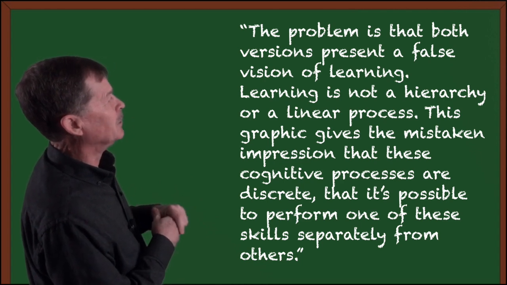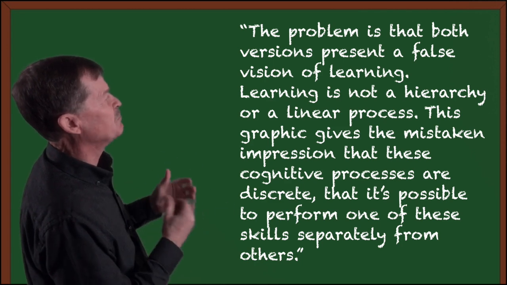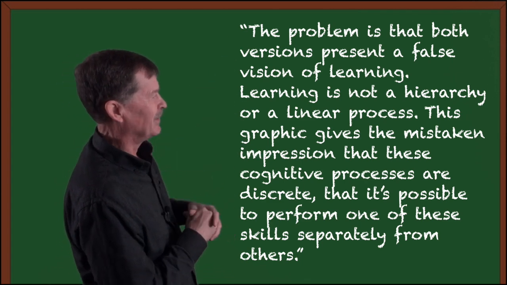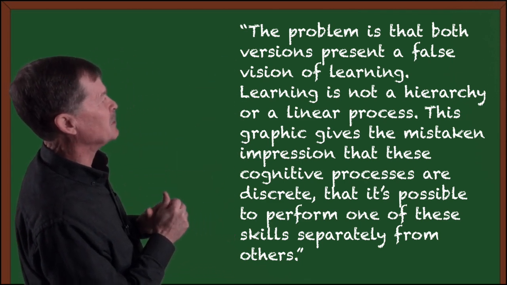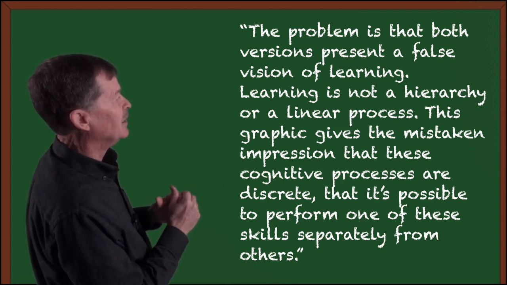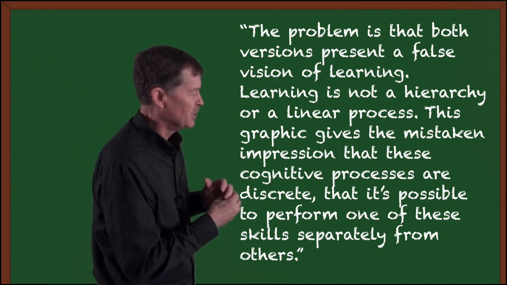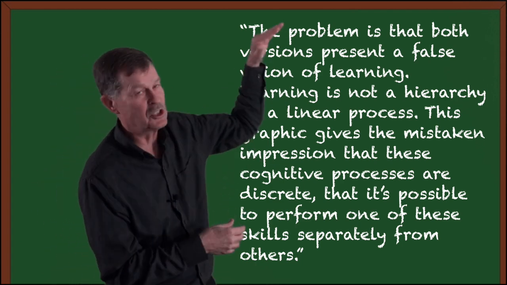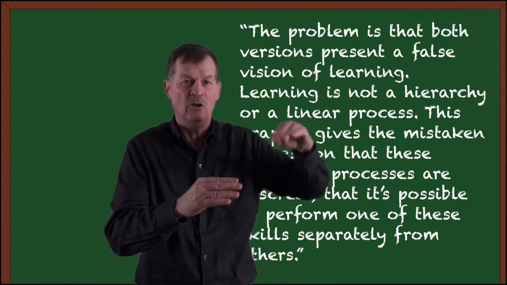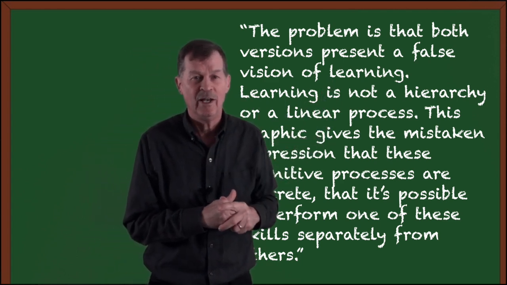He says, the problem with both these versions is that both present a false vision of learning. Learning is not hierarchical or linear. This graphic gives the mistaken impression that these cognitive processes are discrete, that it's possible to perform one of these skills separately from the others, and that you have to learn these in sequence, and you can't practice this skill without learning the four in between. So that's what this one author has noted.